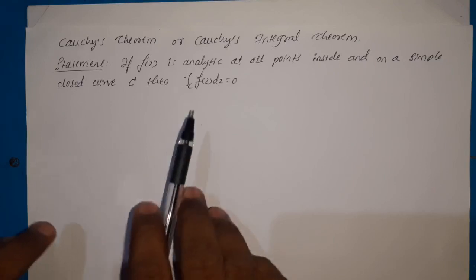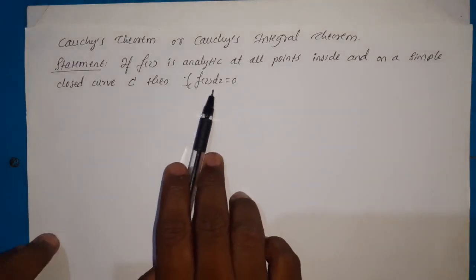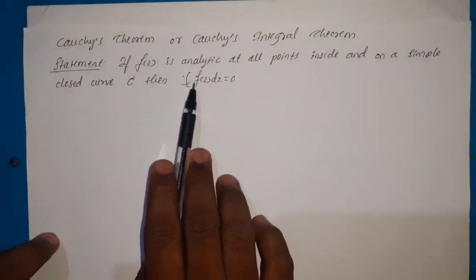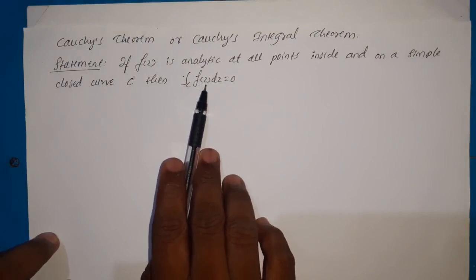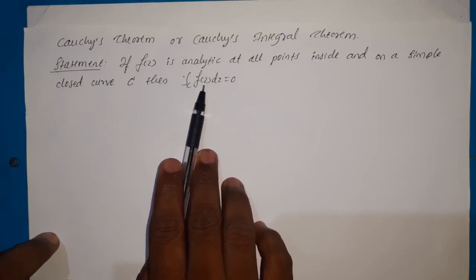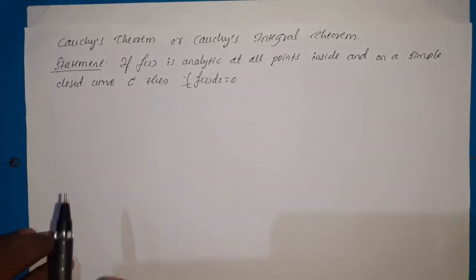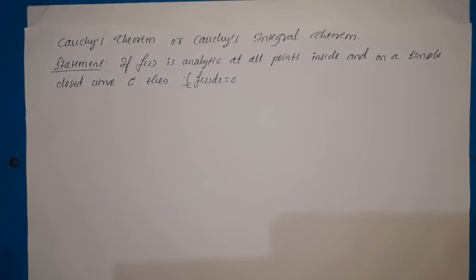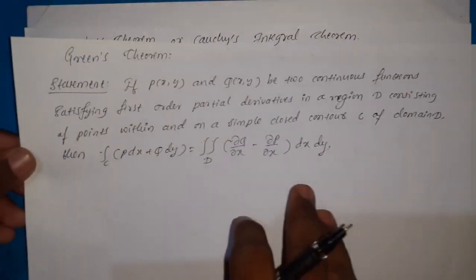Then here integration over C f of z dz is equal to 0 means the area under that closed curve with respect to the function f of z is 0. So let us prove this one. For the proof of this Cauchy's theorem, we require one more theorem that is called Green's theorem. So let us take the statement of the Green's theorem.